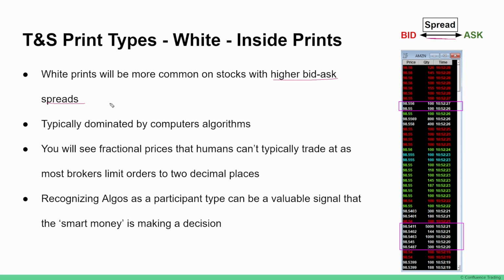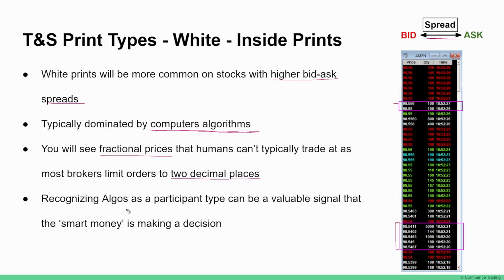Now, in terms of the participant types involved, it's important to recognize that white prints are typically dominated by computer algorithms. And the way that you can tell this is the case is that you'll see these executed at fractional prices that we as humans and retail traders typically can't trade at. Most brokers limit you to 2 decimal places when you're entering an order, but you'll see these order types, which you can see here and a big cluster down here, with multiple decimal places. So this one is executed at 98.5411. No human is sitting there entering that order.